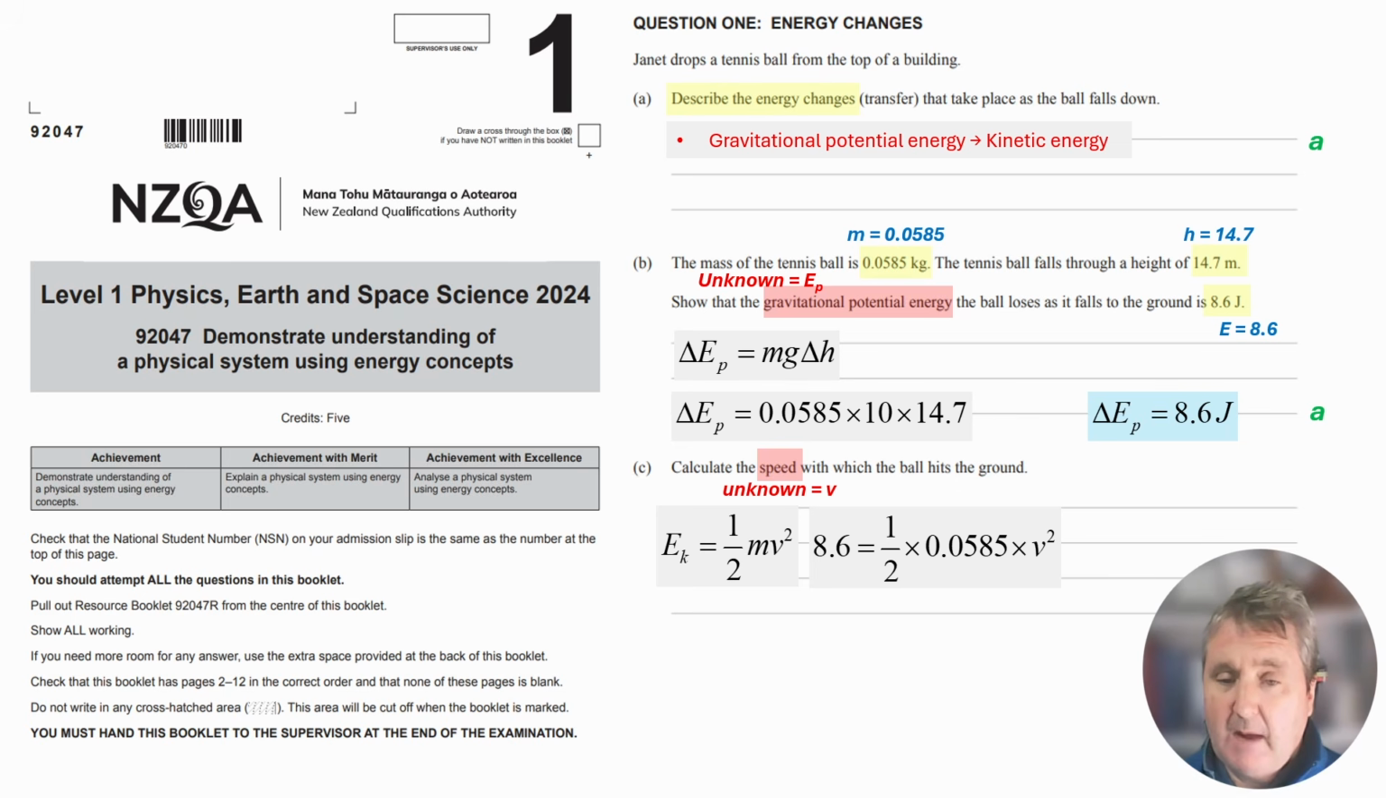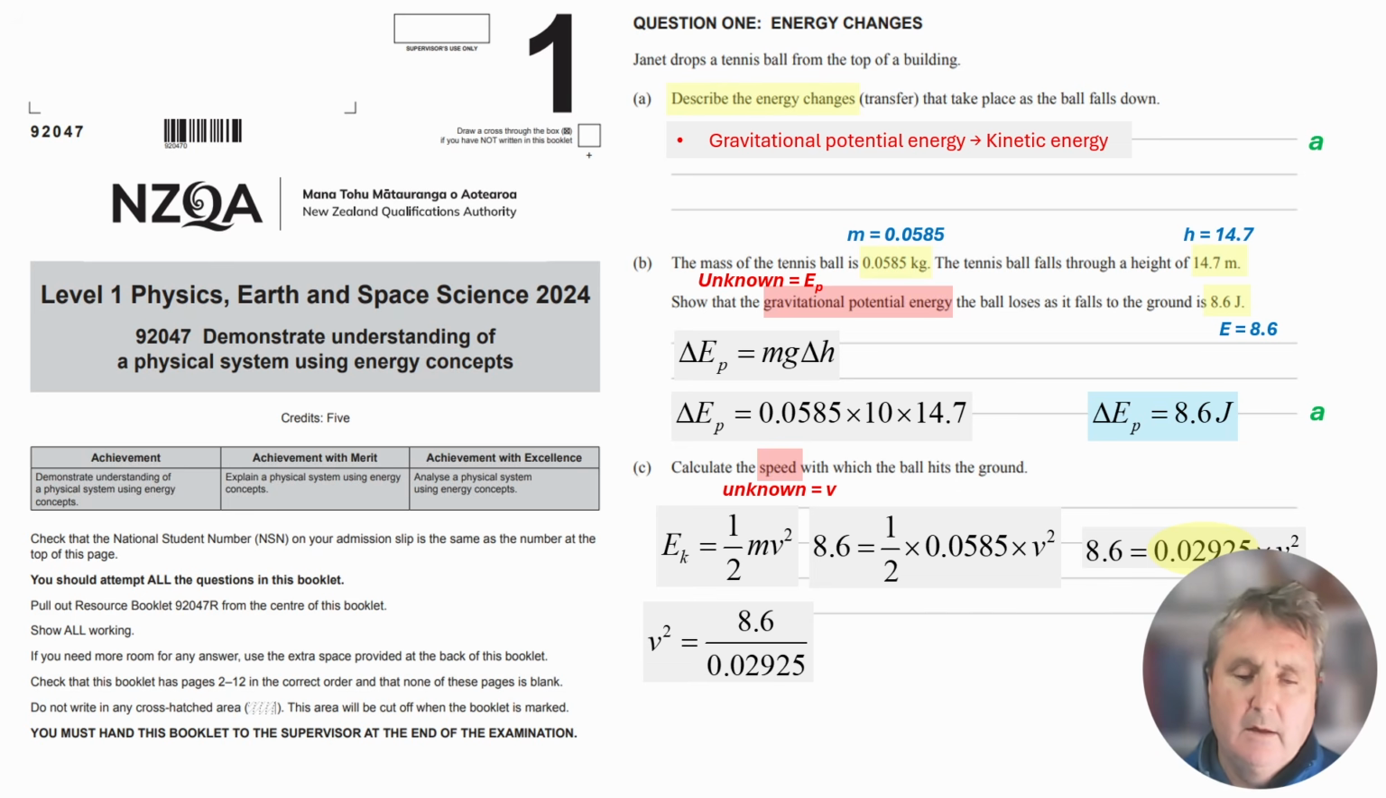The mass is from up here, 0.0585, and then we have velocity squared, where velocity is our unknown. I solve or simplify this and get 8.6 equals 0.02925 times v squared. I'm going to move this term 0.02925 to the other side by dividing both sides by 0.02925. If I do that, I get v squared equals 8.6 divided by 0.02925.